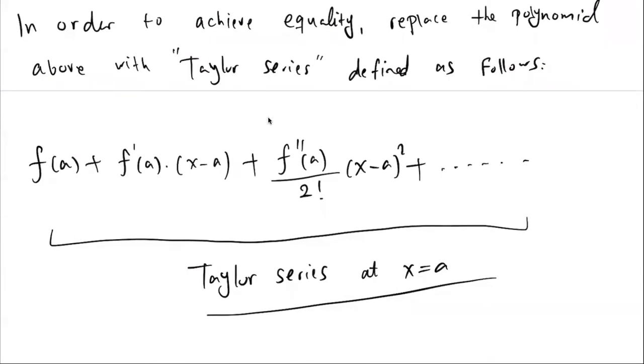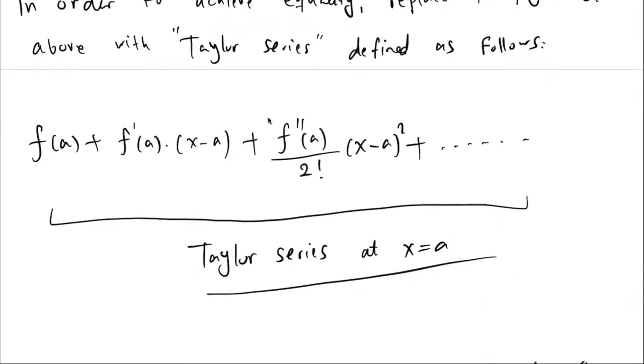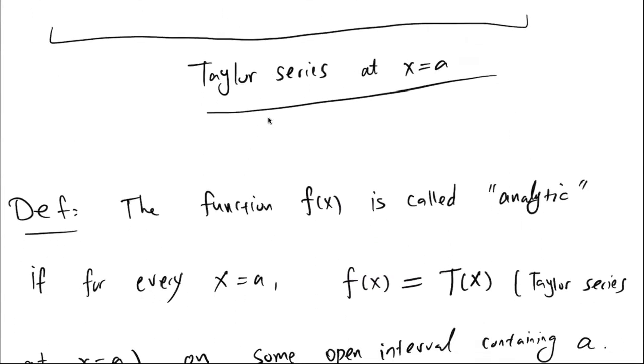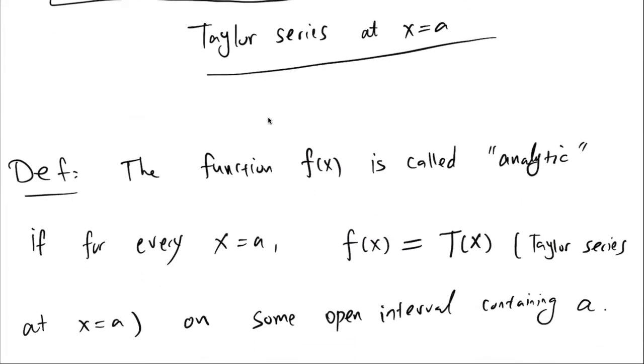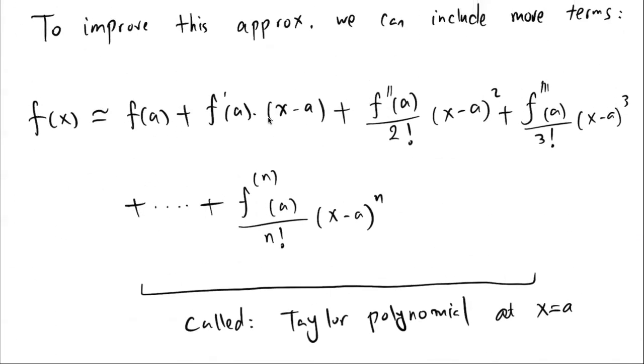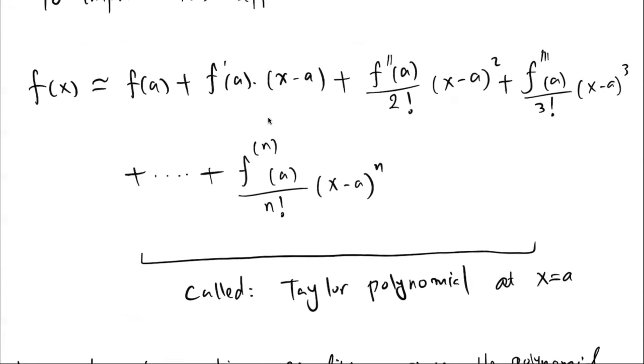To answer this question, we need a definition, basically. The definition says the function f of x is called analytic if for every x equals a, the function f of x is exactly equal to T of x, the Taylor series at x equals a, on some open interval containing a. So if the function and the Taylor series are exactly equal to each other, then the function is called analytic.